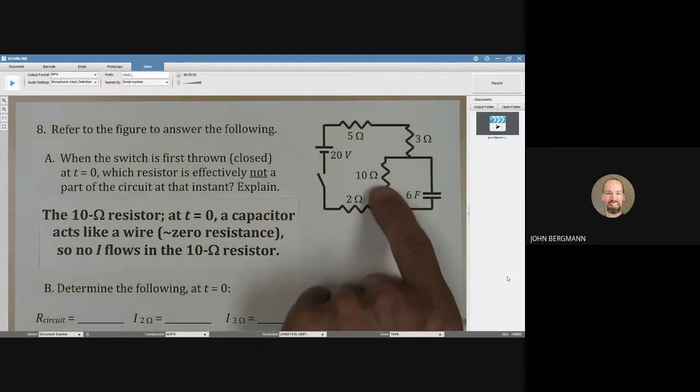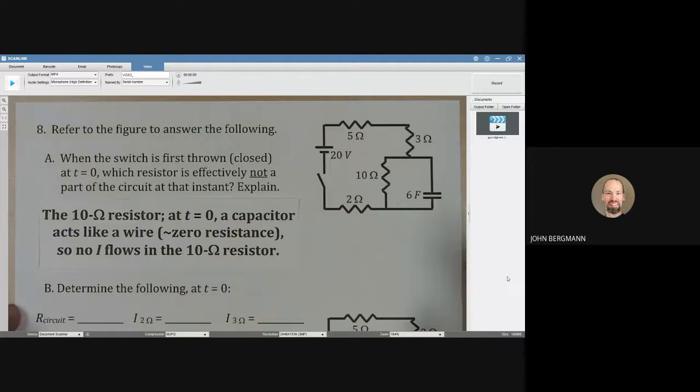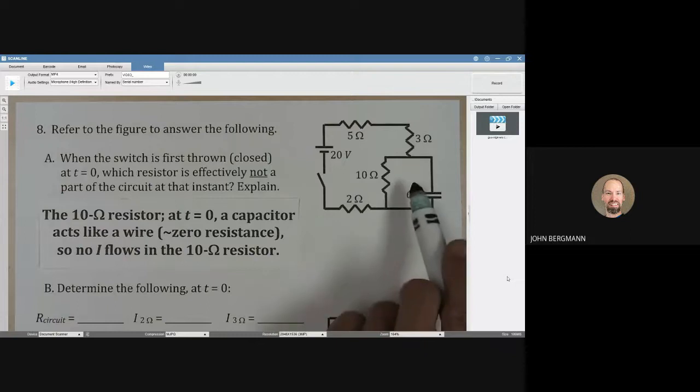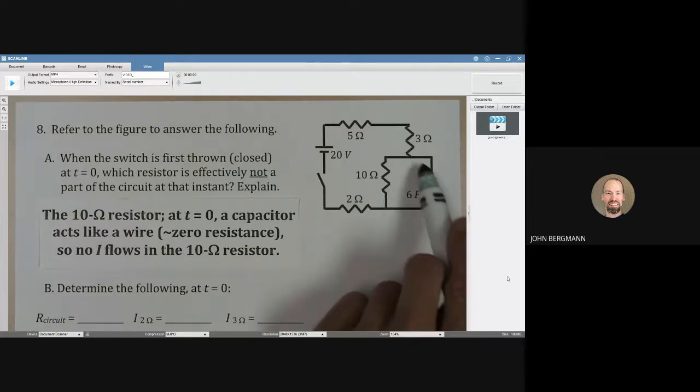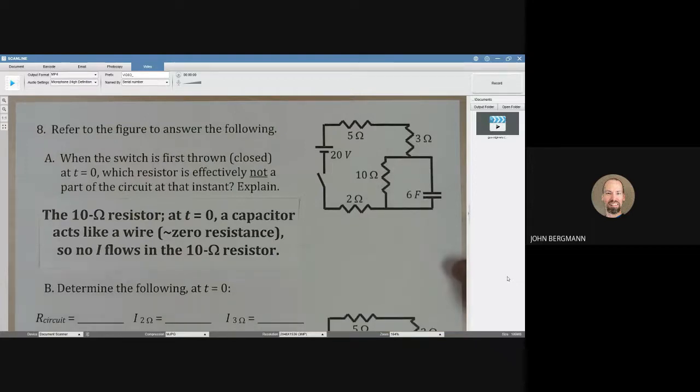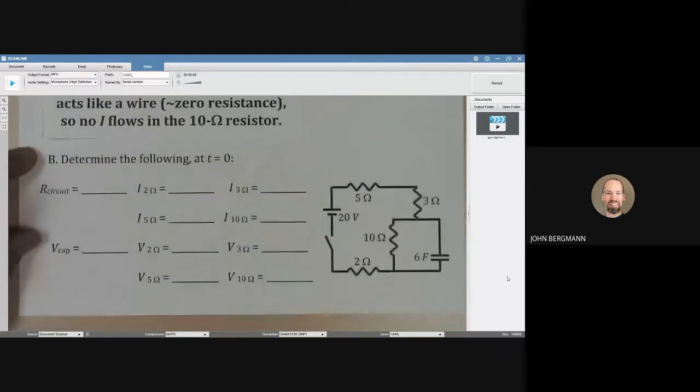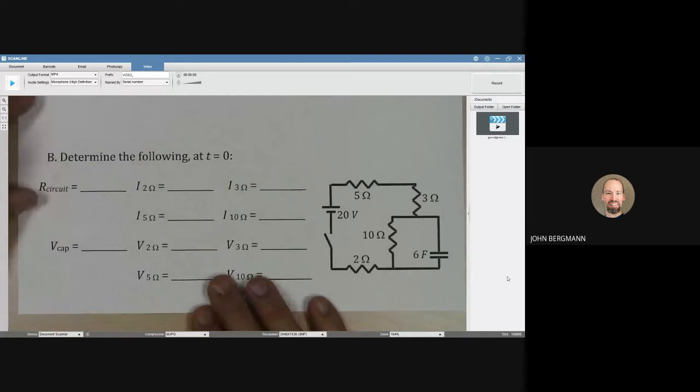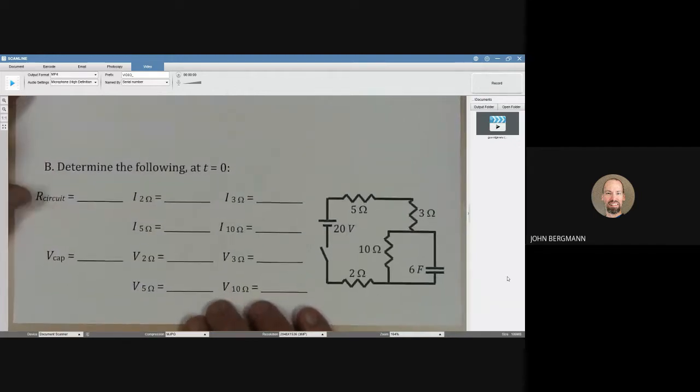That one will not be a part of the circuit effectively at that first instant, because at t equals 0, a capacitor acts like a wire. Therefore, it has essentially zero resistance, which means that any current would flow in that direction and basically nothing would go through this 10 ohm resistor. At that instant, let's figure out what all of these different values are.